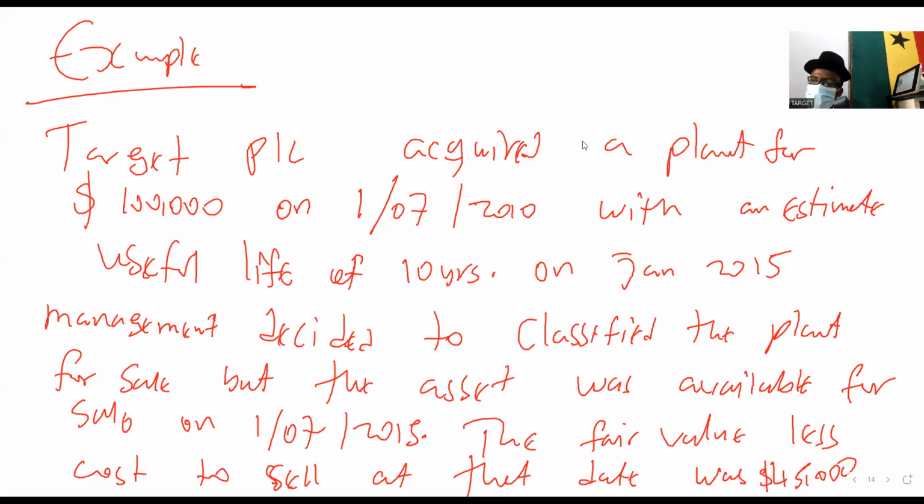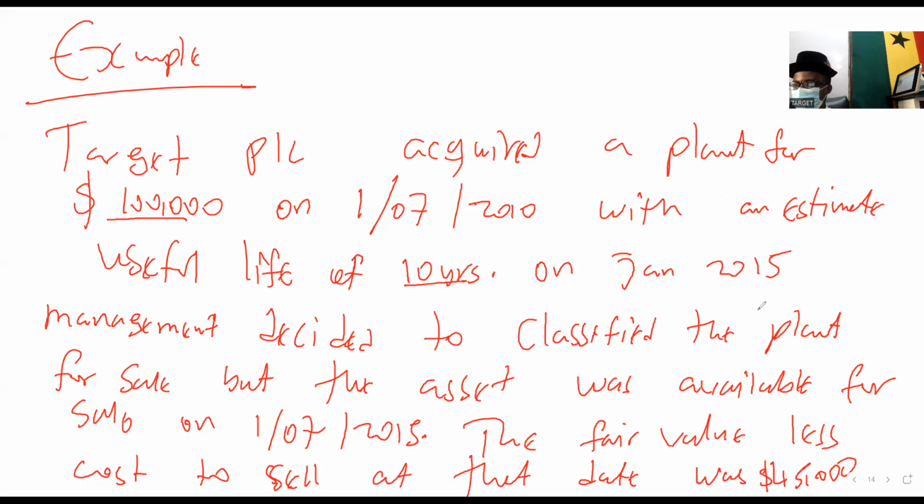Now, take notice of this. The cost of the asset is $100,000. It's for 10 years. So ideally, the depreciation will be 100,000 divided by 10, so 10,000 a year. They never said which method of depreciation. We didn't tell you, just adopt the straight line method and go. So that will be 10,000 each year.